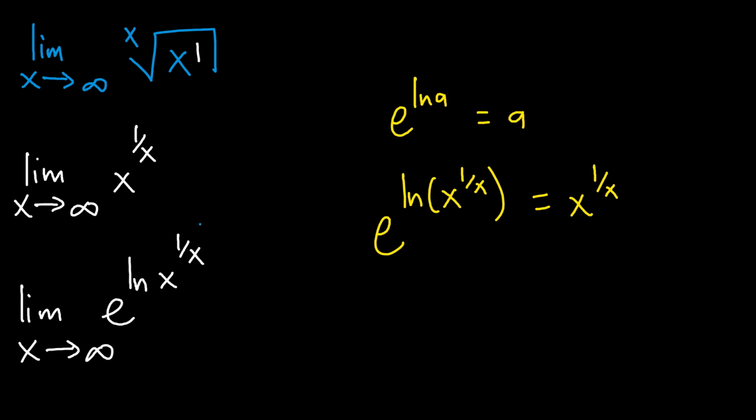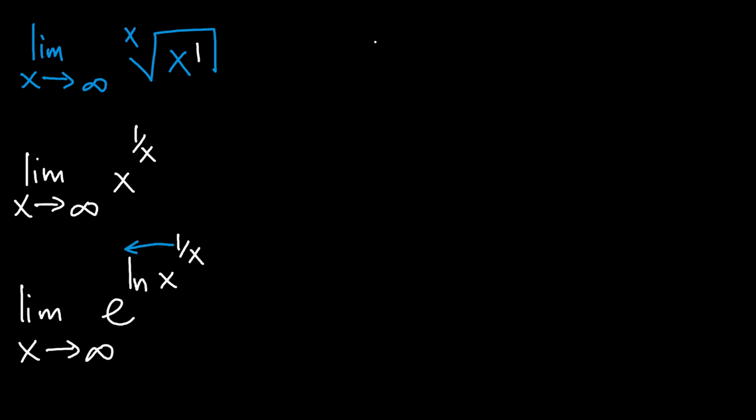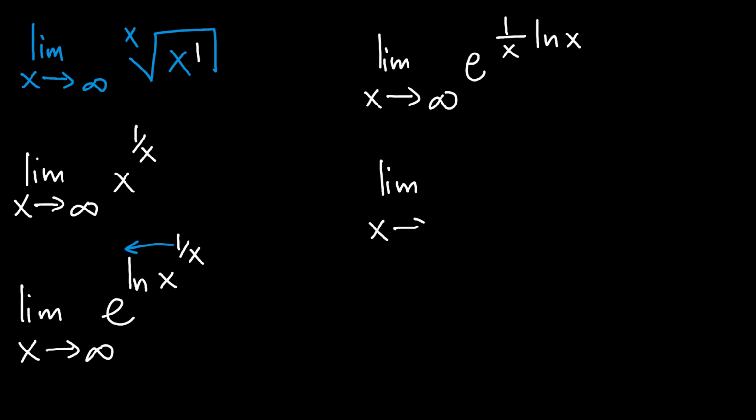And from the rules of natural logarithms, we can take this to the front. This will give us the limit as x approaches infinity of e to the power of 1 over x times natural log of x, which is the same as the limit as x approaches infinity of e to the power of natural log of x divided by x. Now at this point, what should we do? What we need to do is apply L'Hopital's rule.